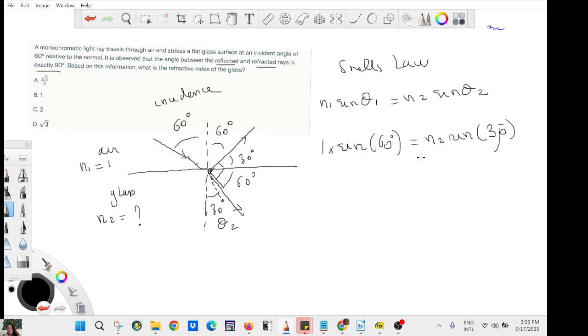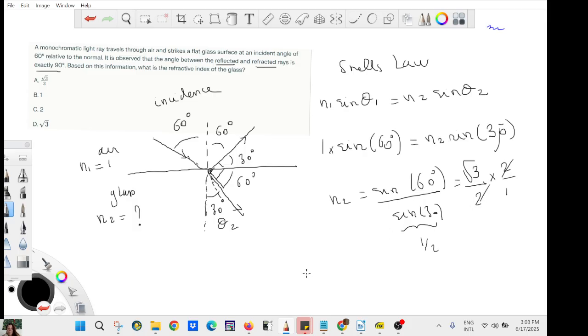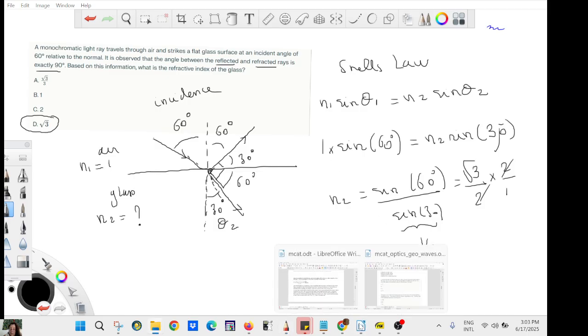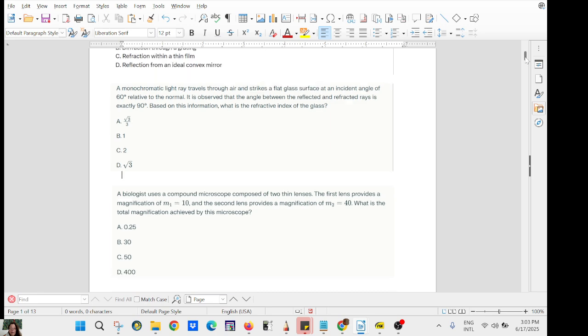So n2 is sine 60 over sine 30. Sine 60, you need to know that by heart. It's square root of 3 over 2. You divide by sine 30, which is 1/2, so you multiply by the reciprocal. So n2 is square root of 3. So the answer is D. These questions are a little bit challenging. You just have to draw. Okay, so next question.